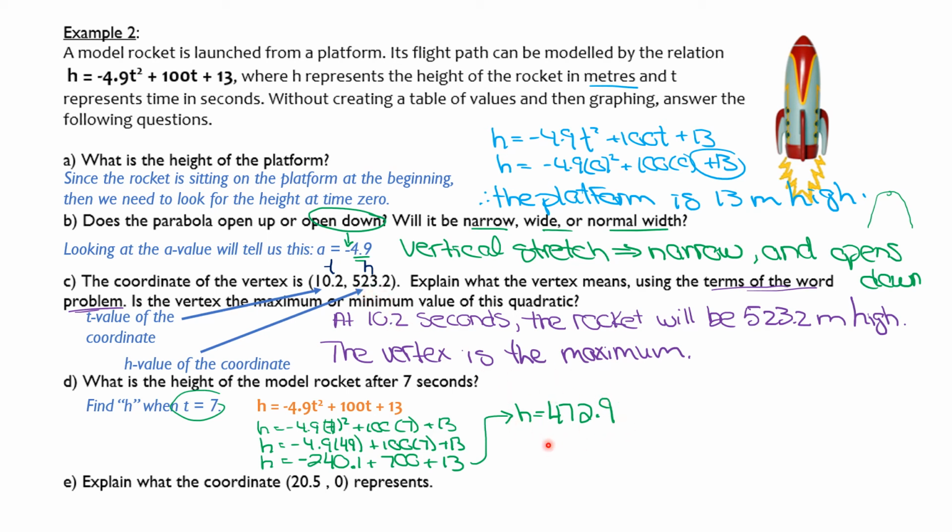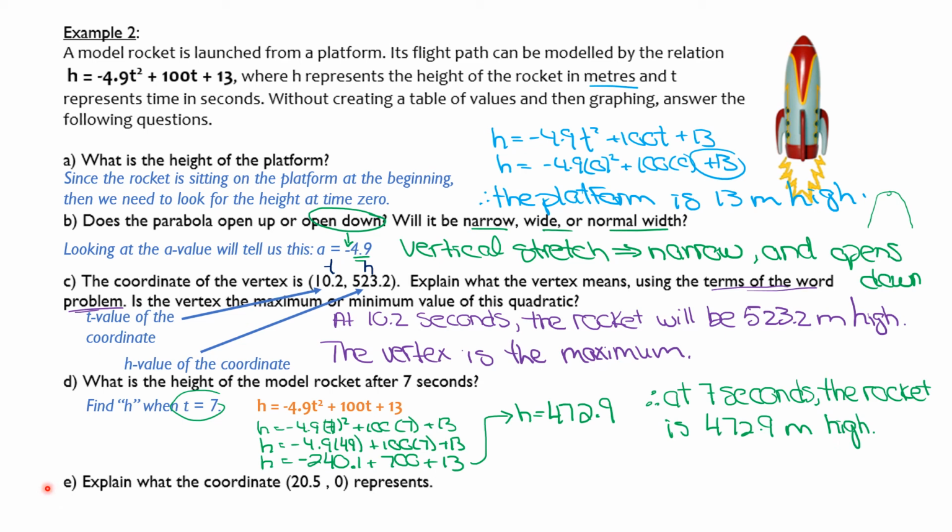This looks reasonable because at 7 seconds, we're not that high. I would be concerned if this number was bigger than this. I already know this is the vertex. The question told me this is the vertex. So if I got a really big number, I would know what's wrong. Also, if I got a negative, I would know what's wrong because at 7 seconds, we certainly can't have a negative height. So let's make a sentence to go along with this. Therefore, at 7 seconds, the model rocket is 472.9 meters high.